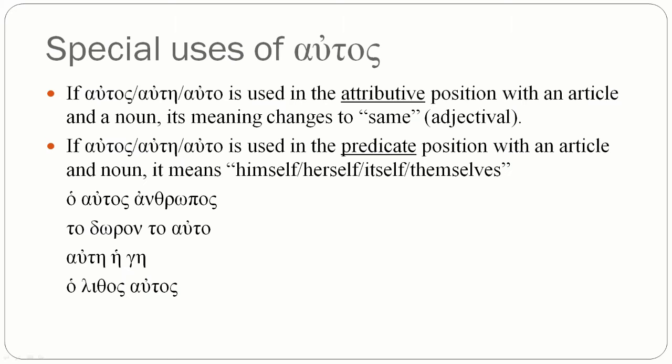Last example there, ha lithos autos. All agree in gender, number, case. This is all masculine singular nominative. Ha lithos is the noun and article. Autos is sitting there outside of that article noun group. Therefore, it is in the predicate position here. And so this means ha lithos, the stone. Autos makes it the stone itself.